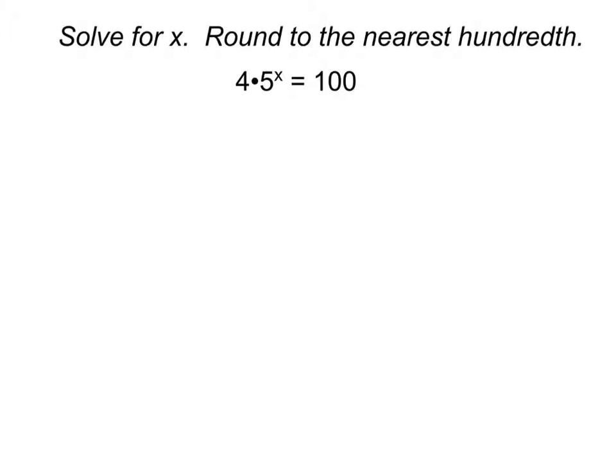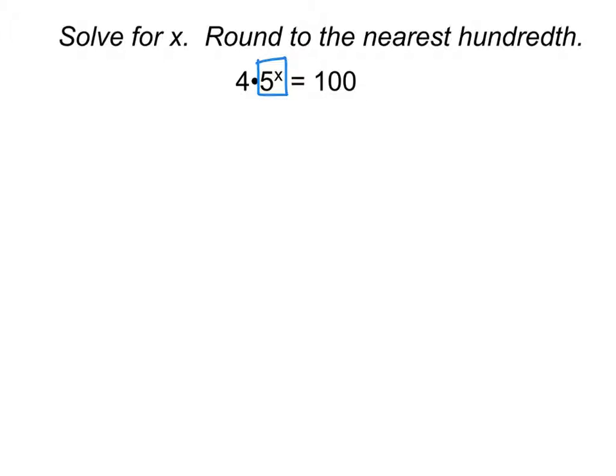Write it down first, of course. And when you're solving exponential equations, that is something where we're solving for the exponent, you always want to get the exponential part by itself first. So I'm trying to get it to be 5^x equals right now. So that means getting rid of the 4.